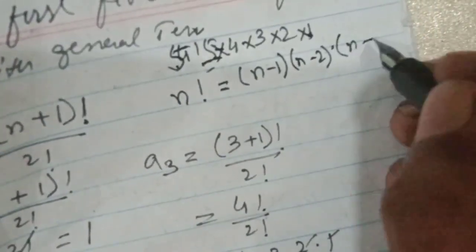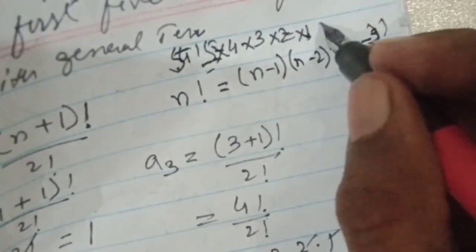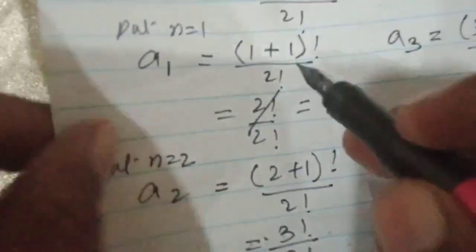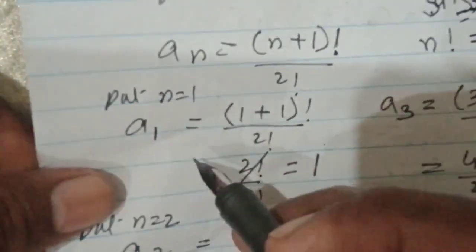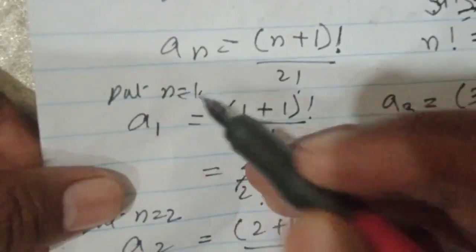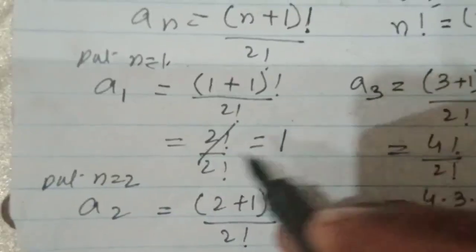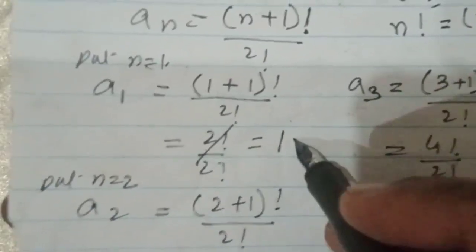It will continue up to the required term, that is the last term. So this is the notation. Now I have to find the first 5 terms. The first term, n is 1. Put n is equal to 1: 1 plus 1, that is 2 factorial upon 2 factorial, which will give you 1.